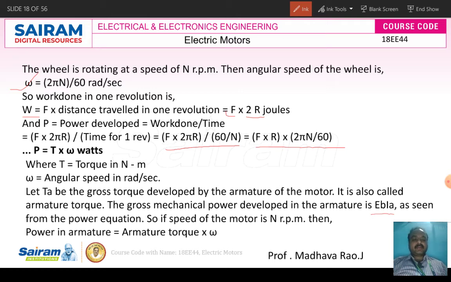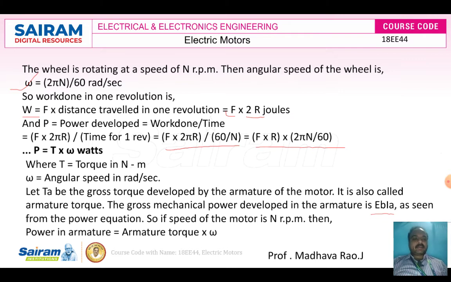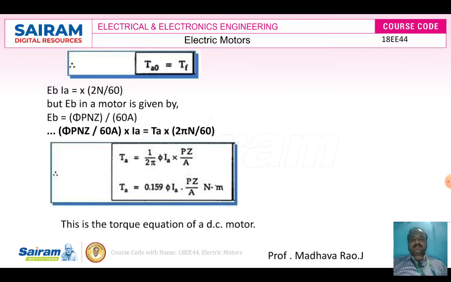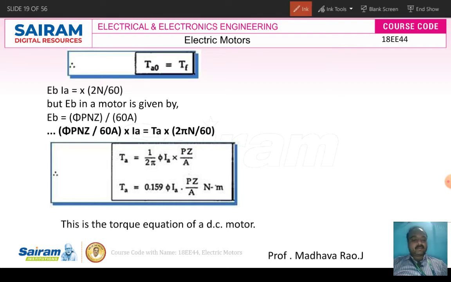So we have to equate both these relations, the armature power and armature torque into omega, and then finally we will get the torque equation for the DC motor. If you equate Eb into Ia with Ta into 2 pi n by 60 and simplify, finally torque Ta is equal to 1 by 2 pi into phi into Ia into PZ by A. If you simplify 1 by 2 pi, you will get 0.159 into phi into Ia PZ by A newton meters. So this is the torque equation for the DC motor.